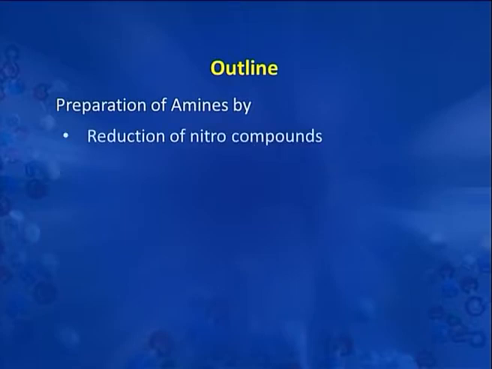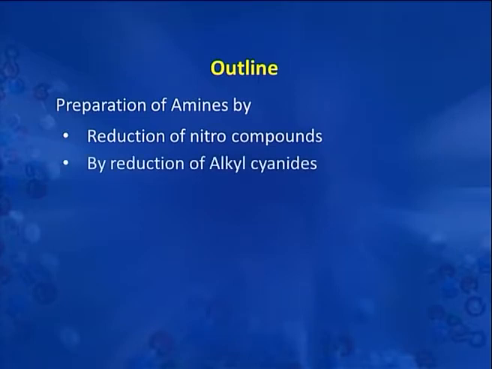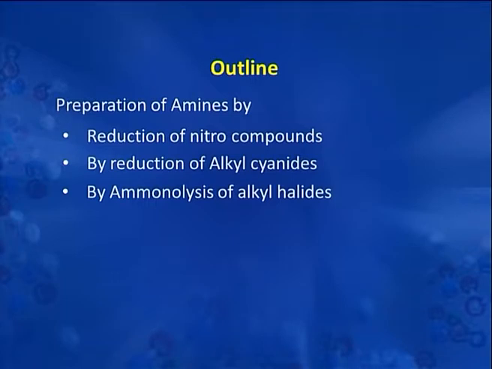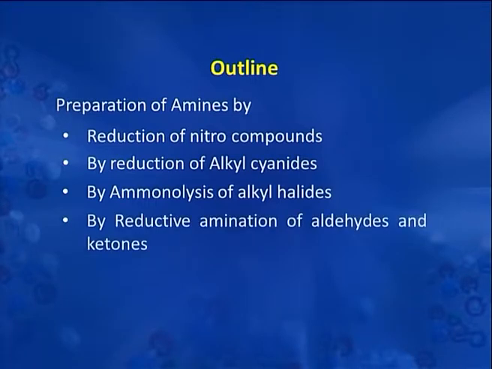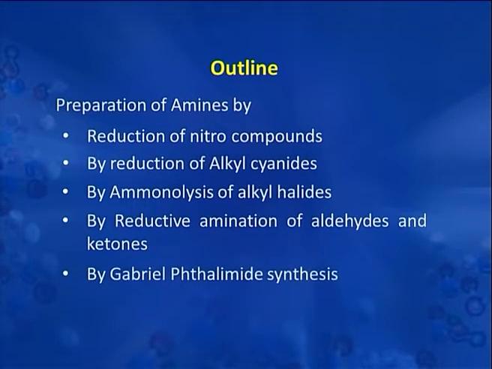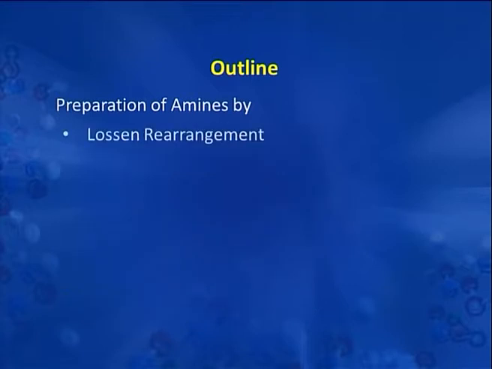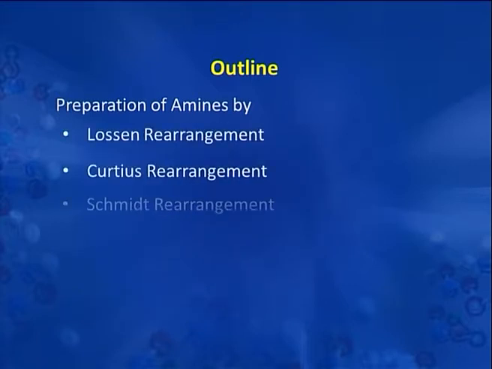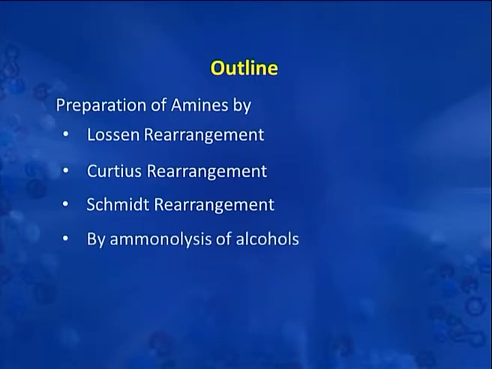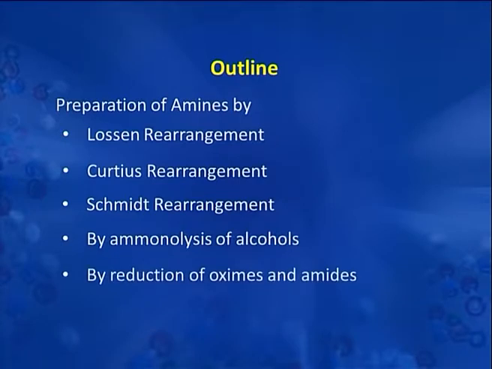Amines can be prepared by the reduction of nitro compounds. They can also be prepared by reduction of alkyl cyanides or by ammonolysis of alkyl halides. They can be produced by reductive amination of aldehydes and ketones. They can be synthesized in the laboratory by Gabriel phthalimide synthesis. They can be prepared by Hofmann bromamide reaction. Other reactions which are more or less similar to the Hofmann bromamide reaction are Lossen rearrangement, Curtius rearrangement and Schmidt rearrangement. Then amines can also be prepared by the ammonolysis of alcohols and by the reduction of oximes and amides.